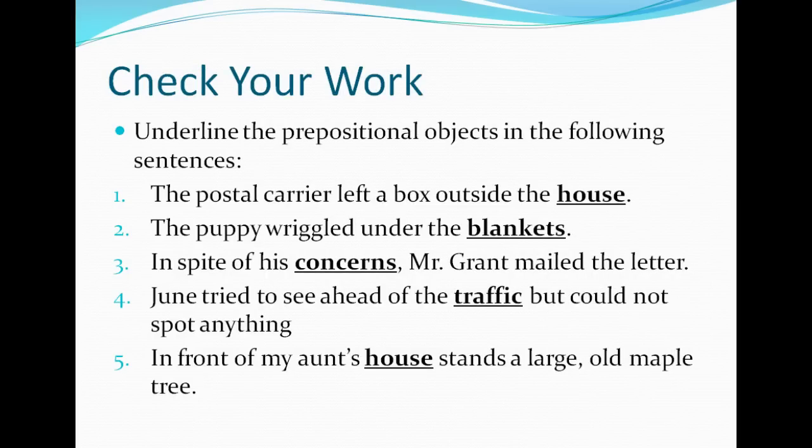In this case, house is related to box by the preposition outside. The box is located outside the house. Blankets is related to puppy. This is where the puppy wriggled under. Under relates blankets to puppy.